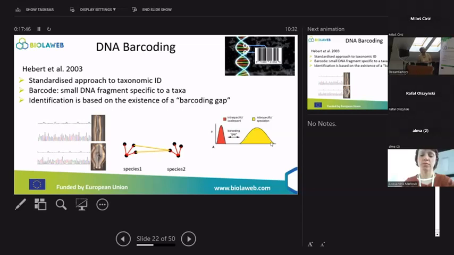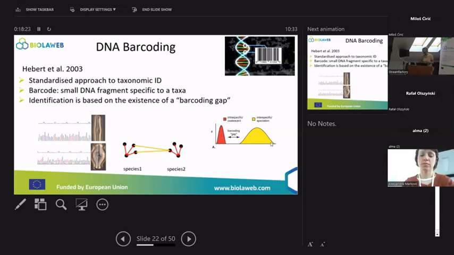On the x-axis, you have the genetic distances. So on the right, you have the distances figured by the yellow arrows, the interspecific distances, which are higher than the red ones, the intraspecific distances, which are the distances between individuals from the same species. And the gap between these two kinds of distances is important to ensure that you have a good identification tool.